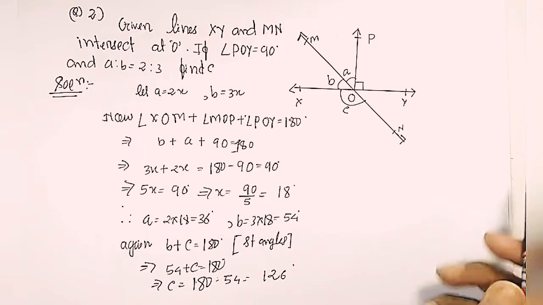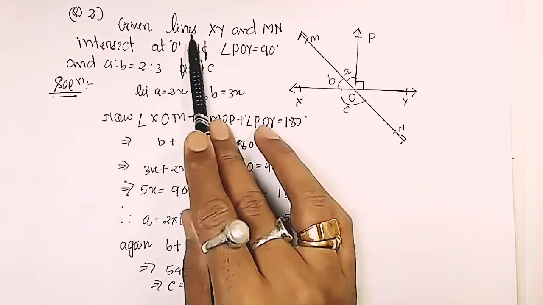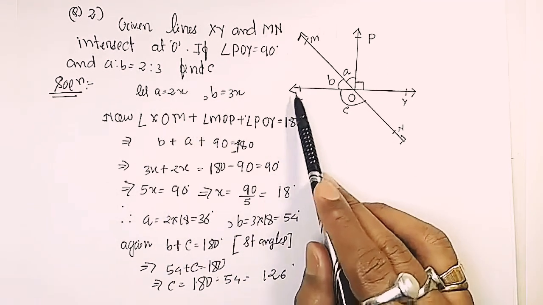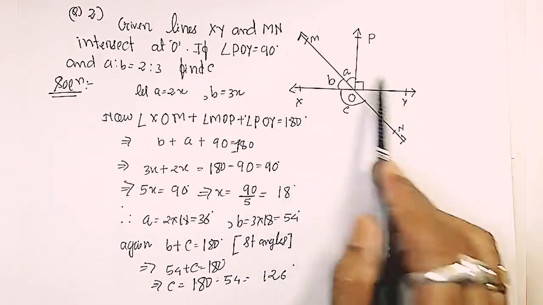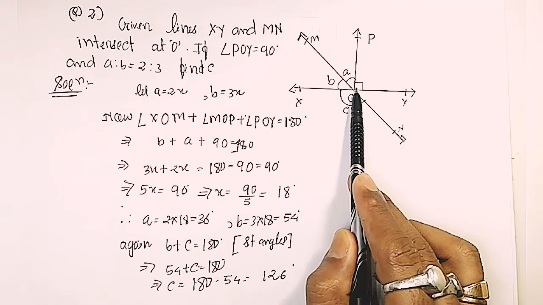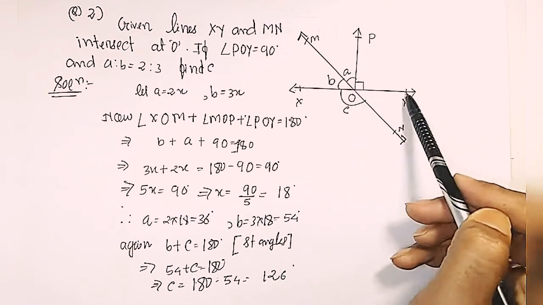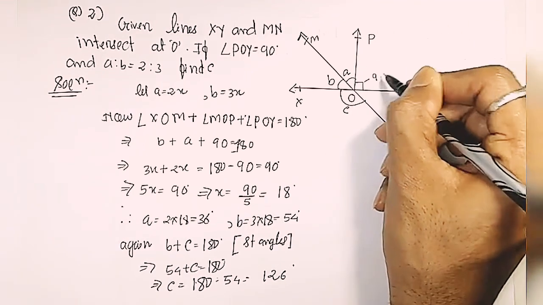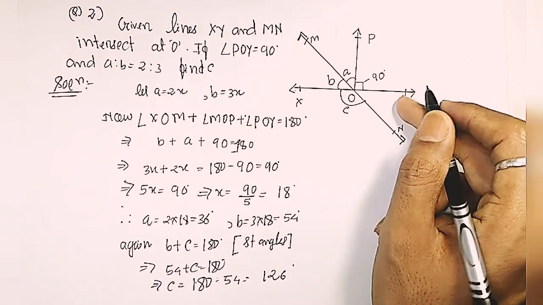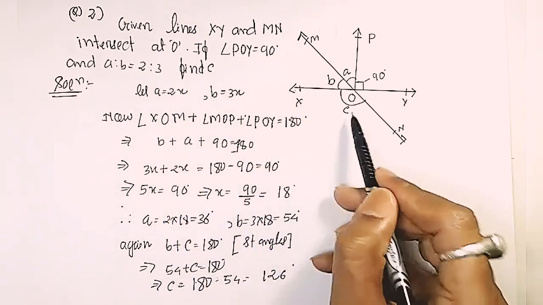So this is the second question in front of you. Given lines XY and MN intersect at point O, that means this is the line XY, and this is MN, intersecting at this point O. POY is 90 degrees. So this angle POY is 90 degrees. A is to B is 2 is to 3, find C. That means we have to find this angle.